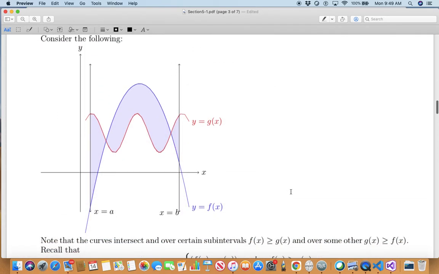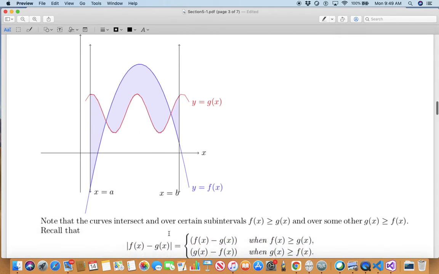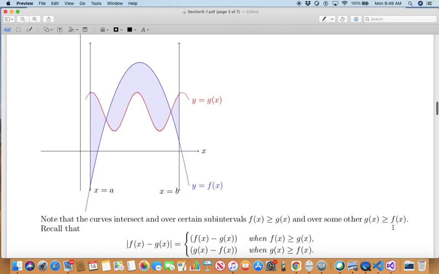All right. So now what happens if my curves intersect? Look, f is above g for a while, but there are regions where g is above f. So here the curves intersect, and over certain subintervals f(x) is greater than or equal to g(x), and over some other intervals g(x) is greater than or equal to f(x). What do we do then?